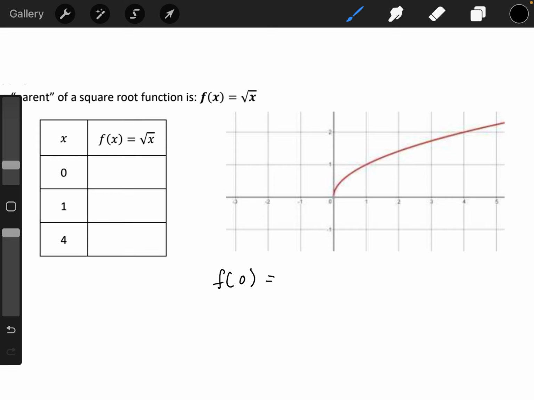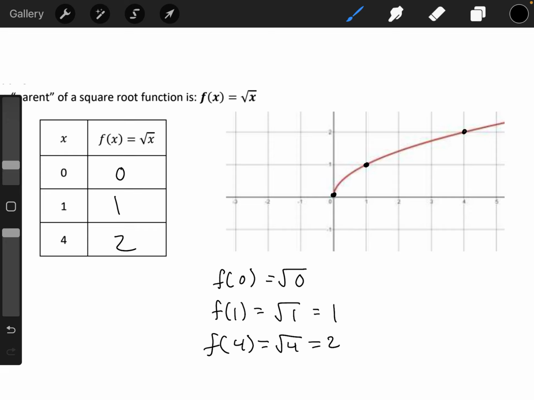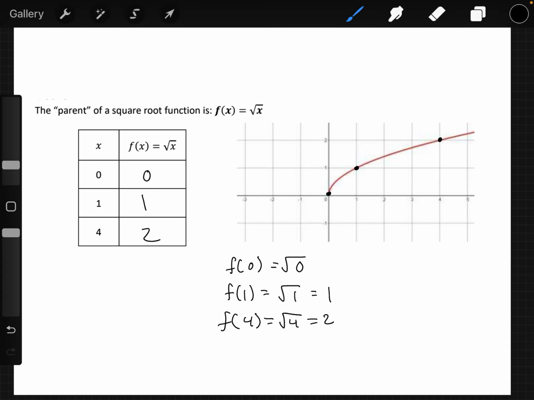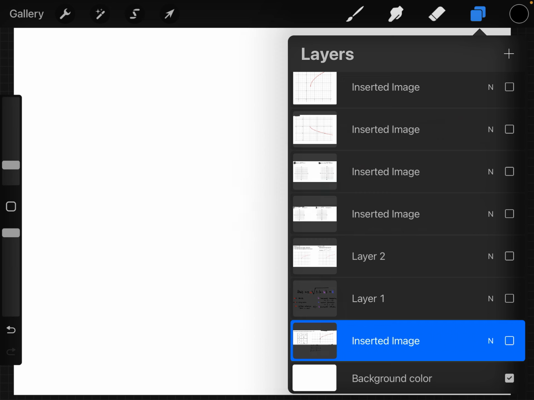So when x is equal to 0, we get the square root of 0, and the square root of 0 is 0. So we'll start here at 0, 0. When x equals 1, f of x is equal to the square root of 1, which equals 1. Now when x equals 4, take the square root of 4, which equals 2. So at 4, y equals 2. So that confirms that the graph pictured follows the parent function of f of x is equal to the square root of x.